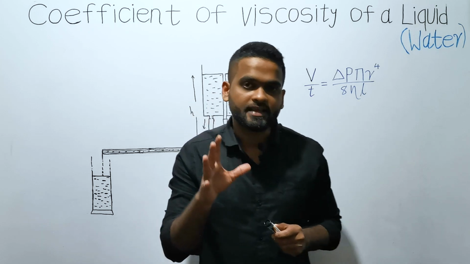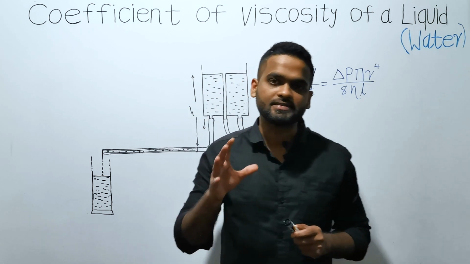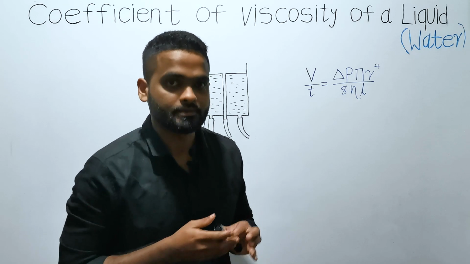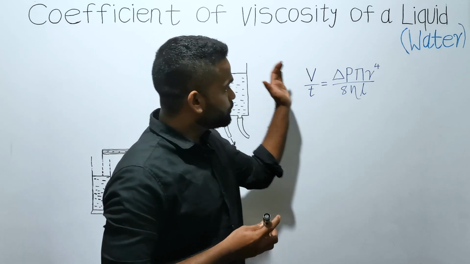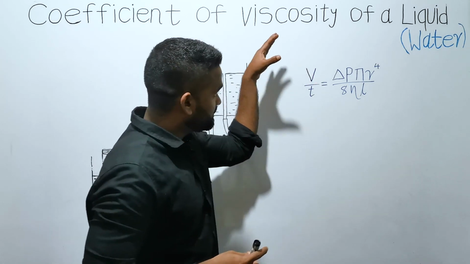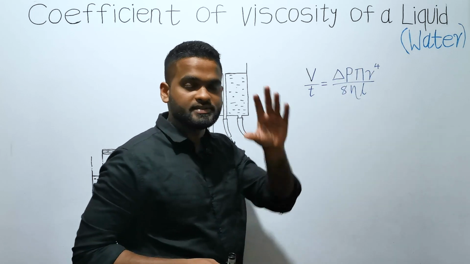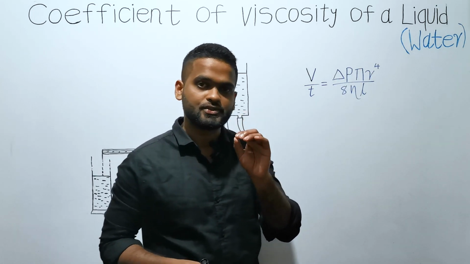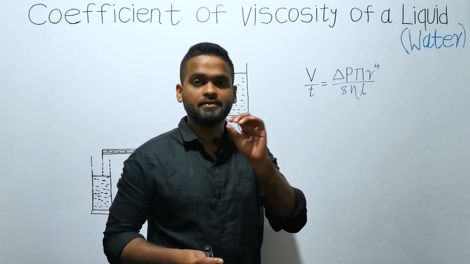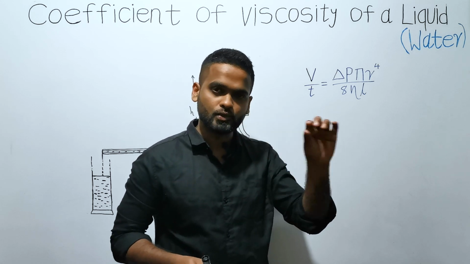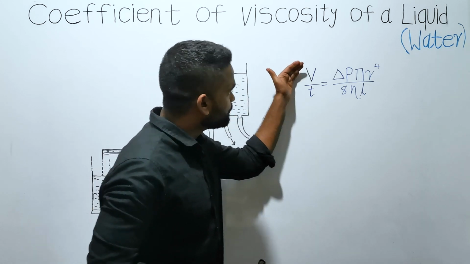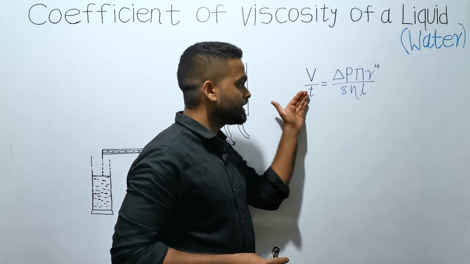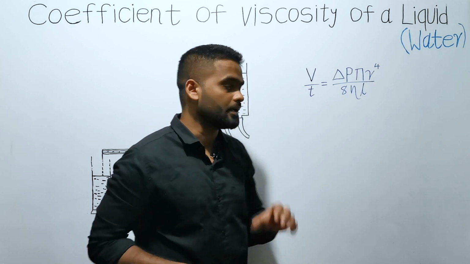Okay, in this experiment, we are going to measure the viscous coefficient of a liquid, using this equation, Poiseuille's equation. Poiseuille's equation is used to measure the volume flow rate of a viscous fluid through a pipe. This V over T, volume over time, is the volume flow rate through the pipe.